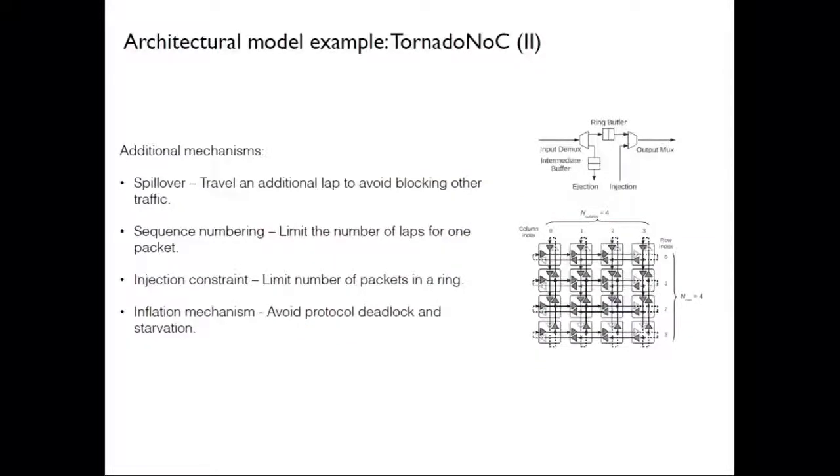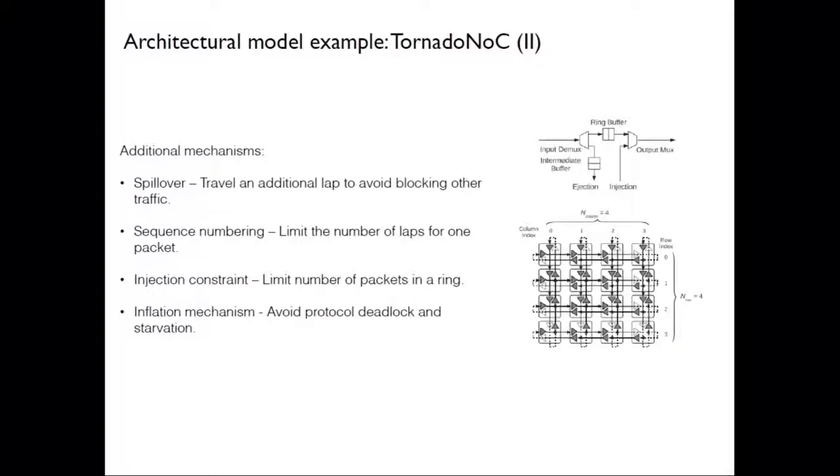This specific ring network has some special features. One is what they call spillover, where the idea is, instead of blocking traffic, if you're waiting to be ejected here in this intermediate buffer, you are spilled to the ring, and you keep traveling further on the ring and you will come back. They have a kind of sequence numbering mechanism to make sure that you will not be spilled infinitely often. At some point, you will have the highest priority, and you will get the turn to acquire this resource, this queue.